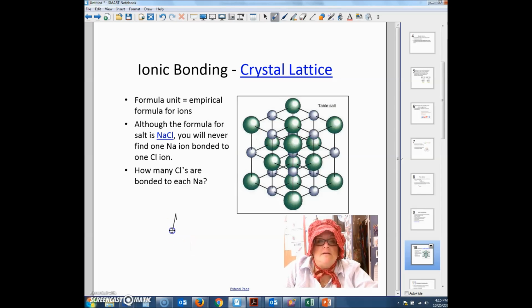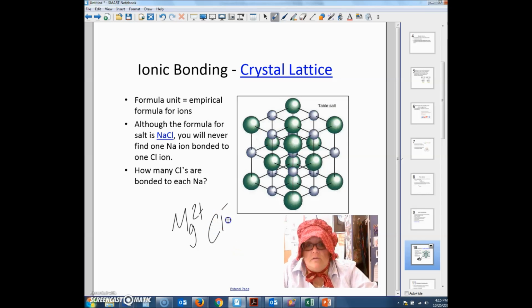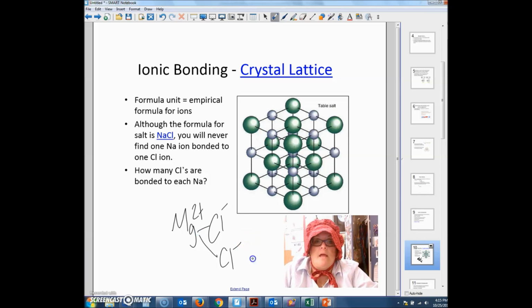If we had magnesium chloride, though, magnesium is in the alkaline earth metal family, so it has 2 electrons it wants to give. Chlorine needs to take 1, which means that magnesium needs 2 chlorines in order to make it happy. And we would write it MgCl2. So that would be the formula unit. That would be the simplest ratio of magnesium and chlorine if we were to look at a crystal lattice of it.